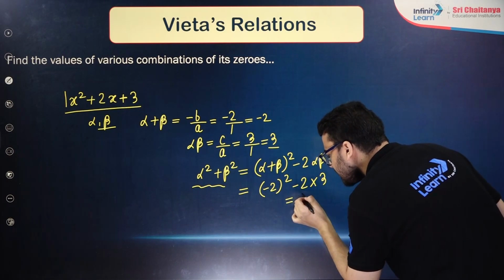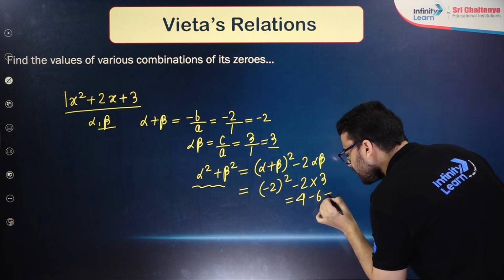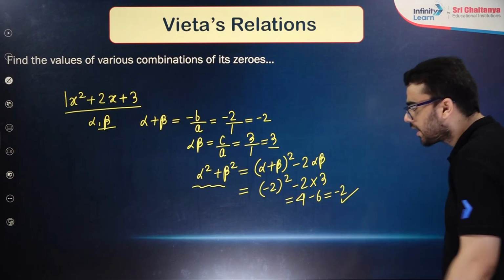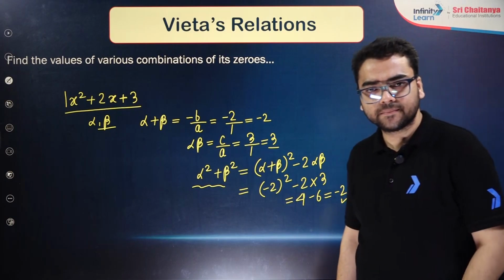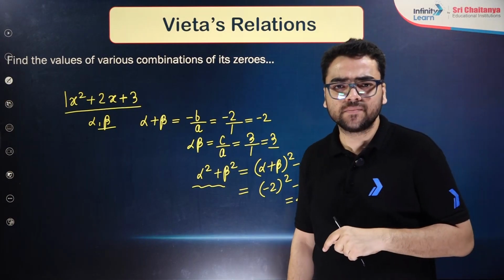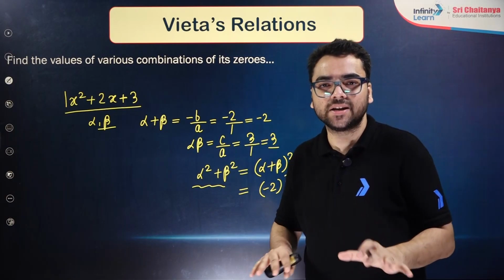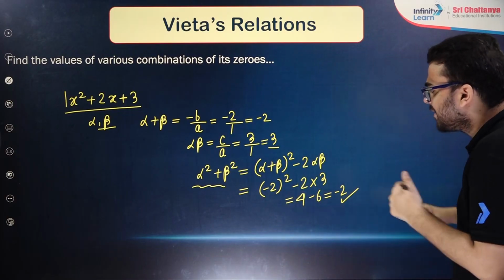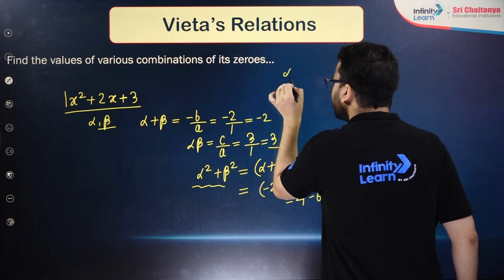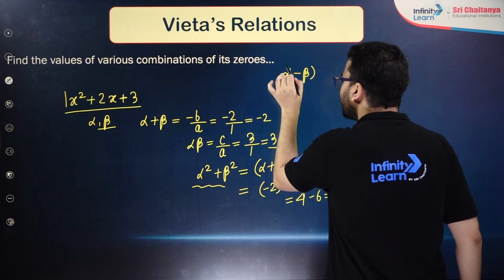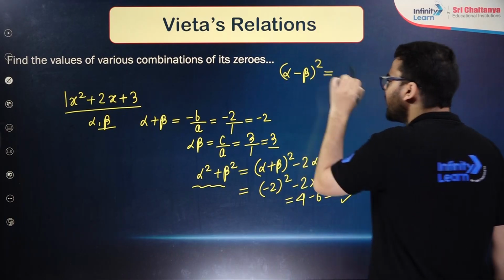So what is that, guys? That is 4 minus 6, which is minus 2. You can obviously check the calculations. Correct? Obviously, I can also make calculation mistakes, but I hope the concept is clear to you. Now sometimes they can give you alpha minus beta the whole square to find the value of. So what did I say?